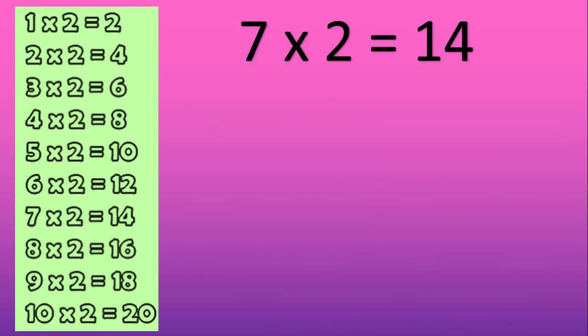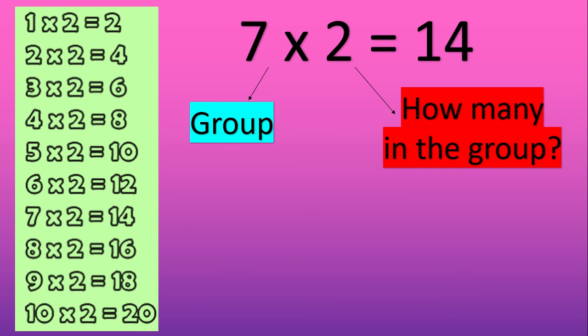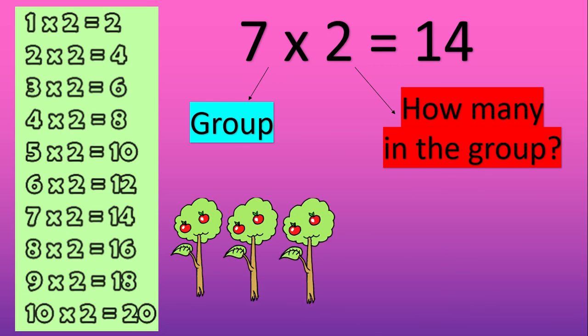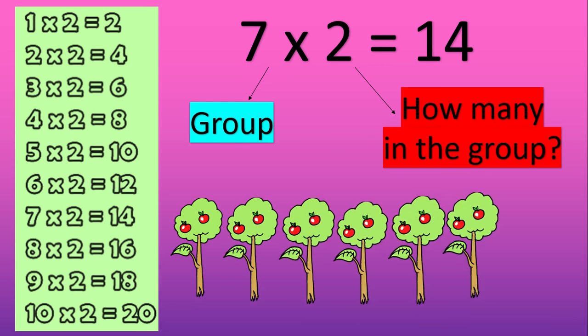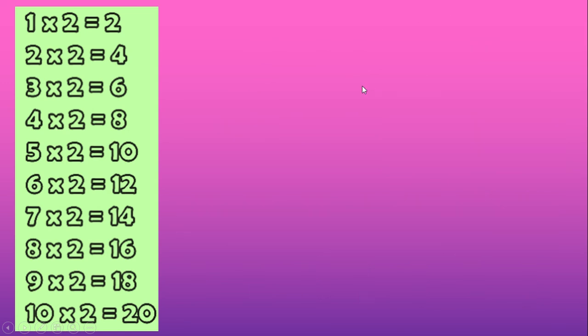Now let's look at 7 times 2. 7 groups, 2 in each group. So let's count 2, 4, 6, 8, 10, 12, 14. So I have 7 groups. 1, 2, 3, 4, 5, 6, 7. And in each group I have 2 apples. 2, 4, 6, 8, 10, 12, 14. Therefore the answer is 14.